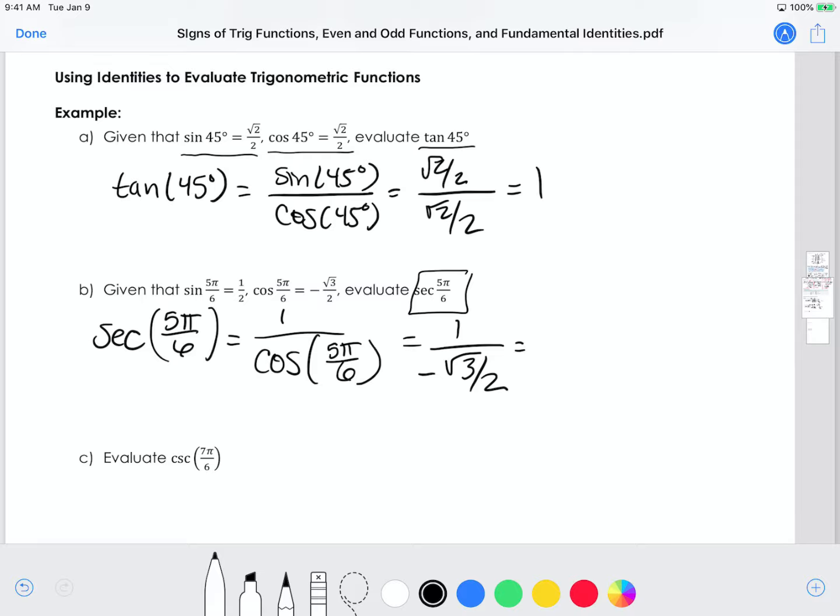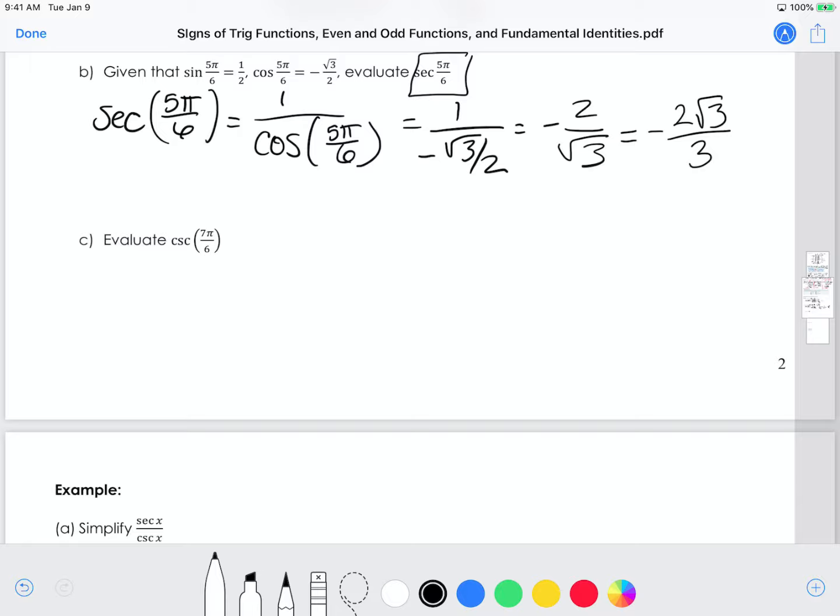Now, when I have a fraction divided by a fraction, I flip and multiply. So this is going to be negative 2 over the square root of 3 because I flip it upside down. And then if I rationalize that, I multiply both the bottom and the top by the square root of 3. So that's going to give me negative 2 square roots of 3 over 3.